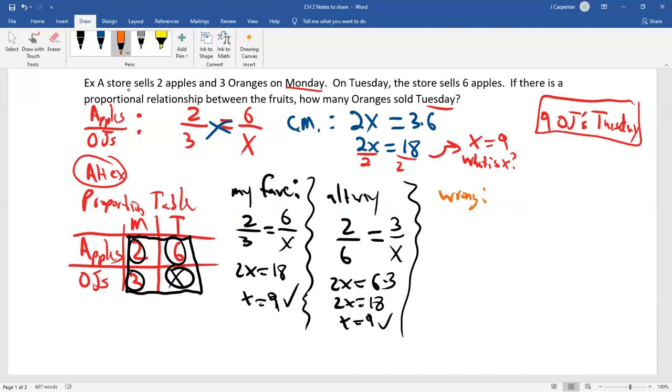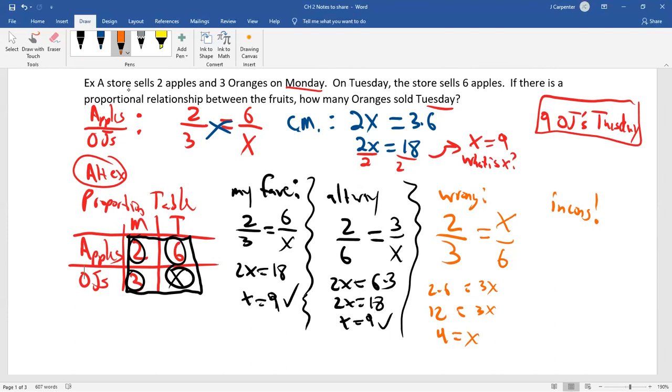Doing this the wrong way is maybe, all right, I'm going to go apples over oranges for the 2 over 3. I go top left over bottom left. But then on the other side, I flip it. I go x over 6. So I went top over bottom on the left and bottom over top on the right. That's inconsistent. So what you'd end up with is 2 times 6 is 12, and 3x. Dividing both sides by 3, you get 4 equals x.